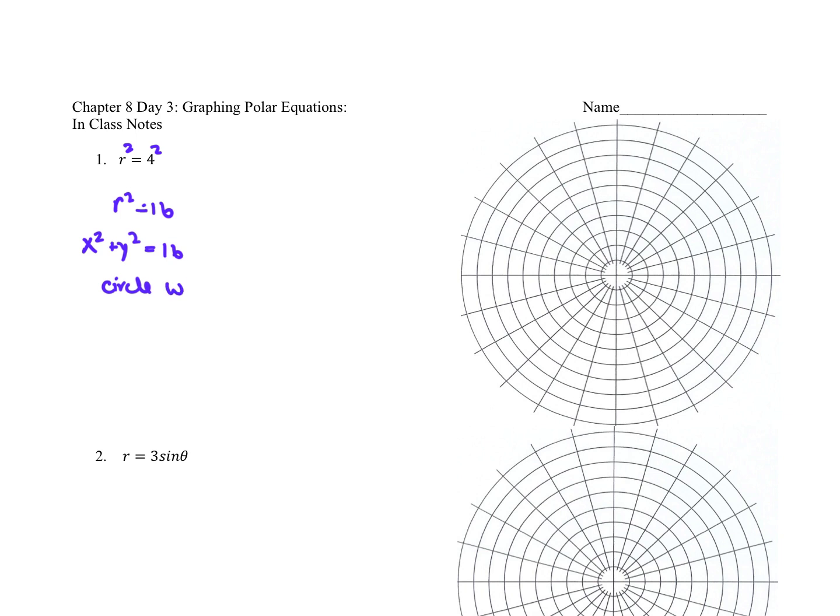with a radius equal to 4. And this circle is centered at the origin. So we'll go over here and do a circle. 1, 2, 3, 4. And that's your graph on the polar graph. So anytime you see r equals a number, it's a circle with that radius, and it's centered at the origin.